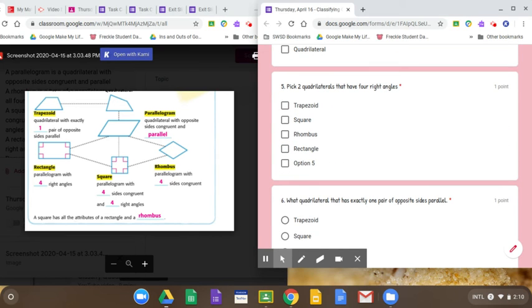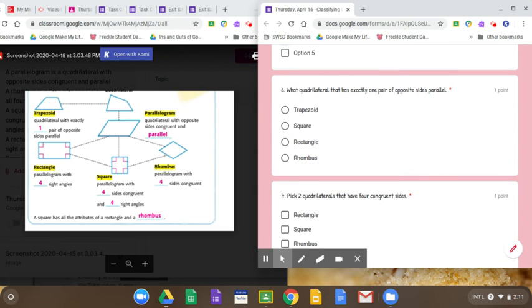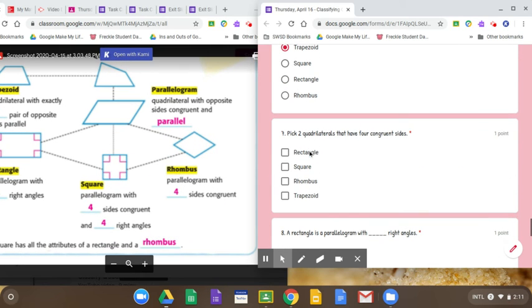Number five says pick two quadrilaterals that have four right angles. So that would be a square and a rectangle. The square has four right angles and a rectangle has four right angles. Number six says which quadrilateral has exactly one pair of opposite sides parallel? That's a trapezoid. Number seven says pick two quadrilaterals that have four congruent sides. So right here it says a rhombus has four sides that are congruent. A square has four sides that are congruent. So we've got a square and a rhombus for number seven.